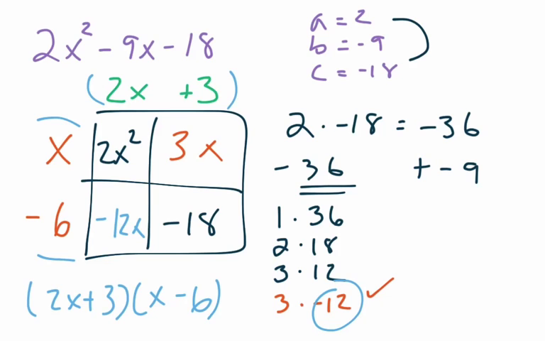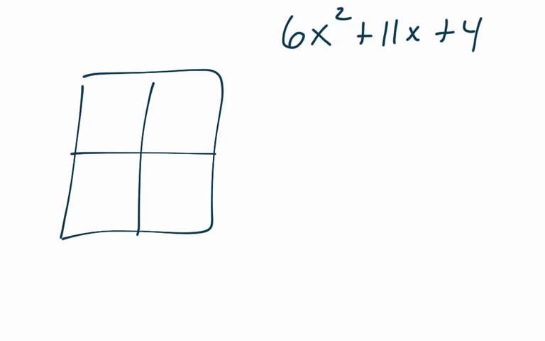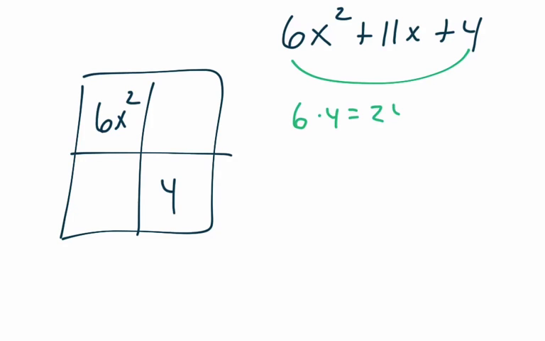And of course, at any point in this, pause the video, take a little bit longer, rewind it. It is the beauty of the internet. So next one is 6x squared plus 11x plus 4. Setting it up. We have 6x squared and we have a 4. We actually do need to do some multiplication there. So 6 times 4 is 24.